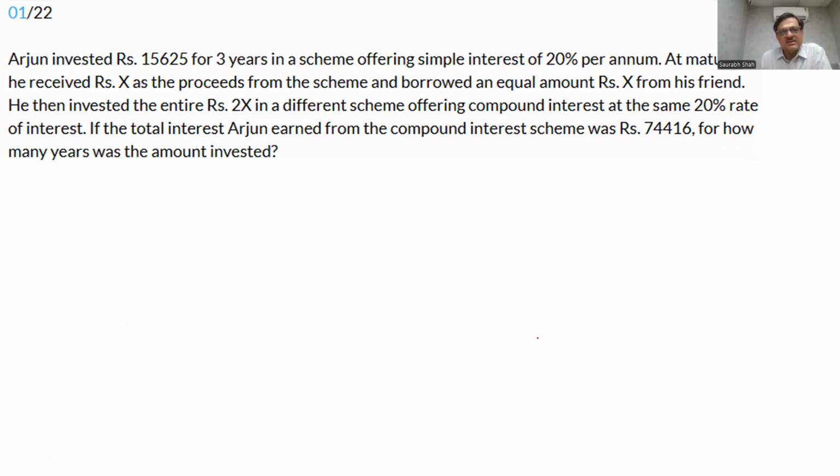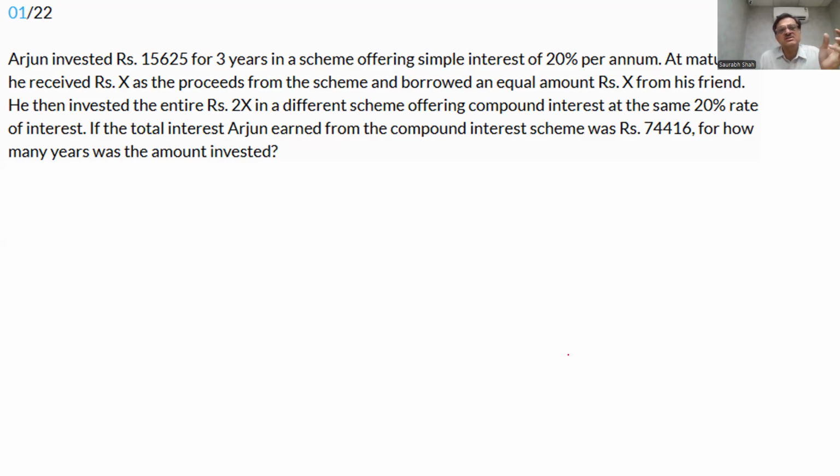Ajay invested 15,625 rupees at 20% simple interest for 3 years. 20% simple interest for 3 years is 60%. Multiply by 1.6, and we have his amount, 25,000. At maturity, he will receive 25,000. This is your X from the amount. Now he borrows an equal amount X, 25,000, from his friend. So now he has double the amount. Multiply by 2, we have 50,000.